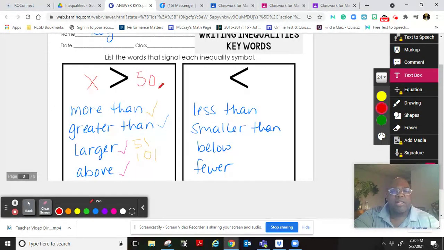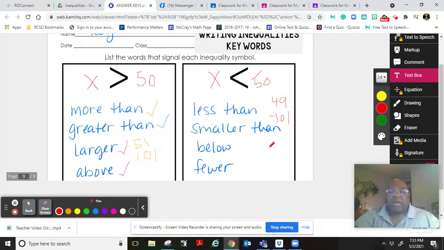Let's look at another example here, right? The words less than. Say we're looking at numbers that were less than Mr. McCrae's age. Numbers that are less than 50. Well, we could say 49. Or we could say negative 101. That's still less than 50.